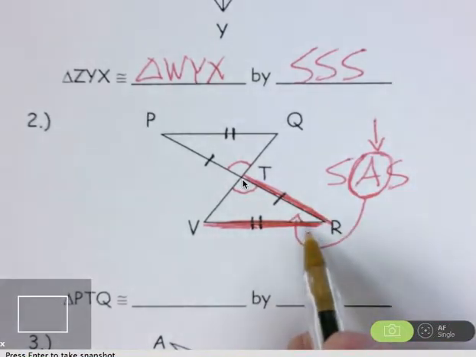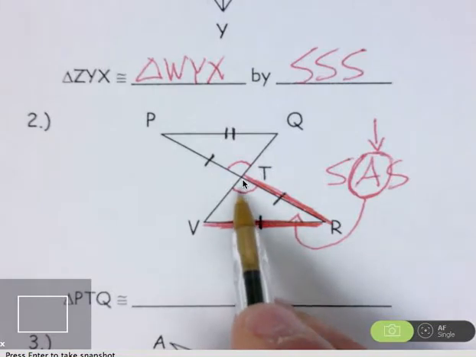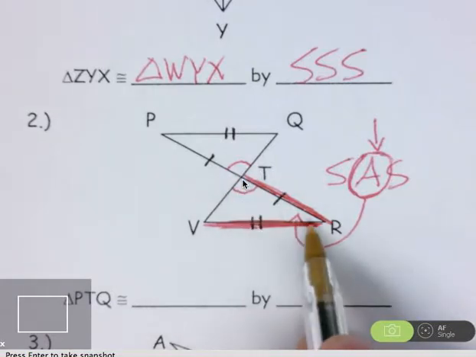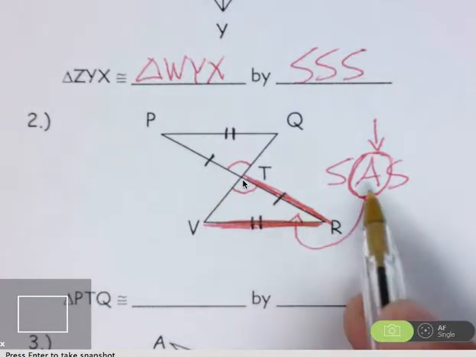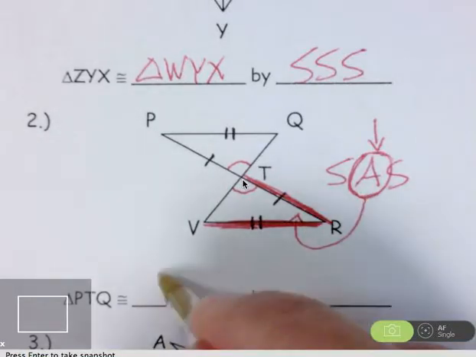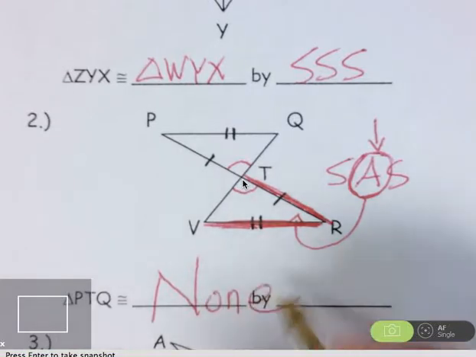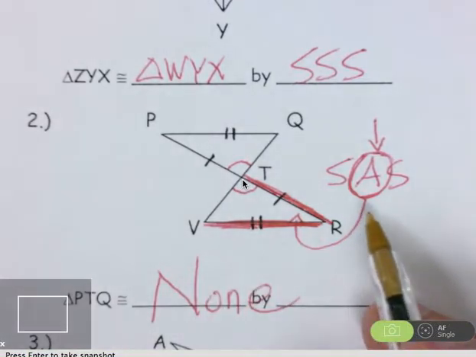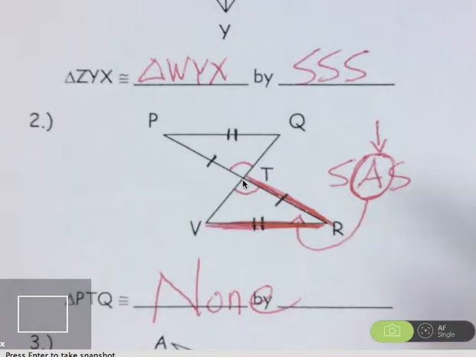And that's not the case here. The angle that's formed that's congruent is here, the vertical angles. This angle that's formed by the congruent sides is not the one that's marked. So this is not SAS. This is none. This is a classic mistake, question number 2, that you want to watch for.